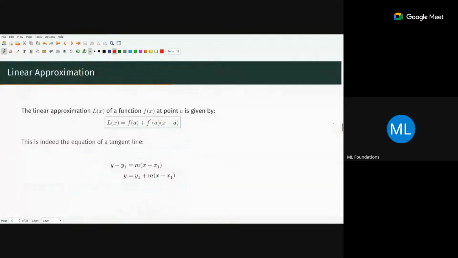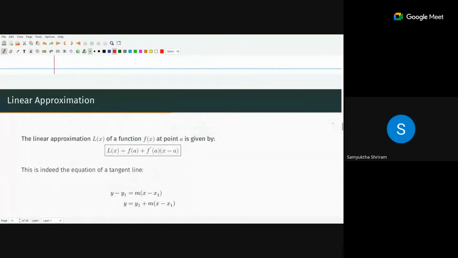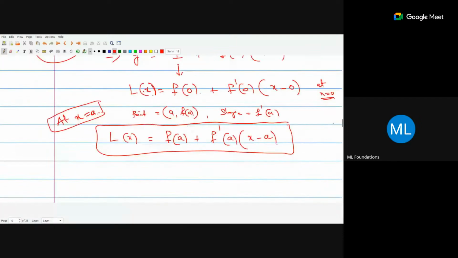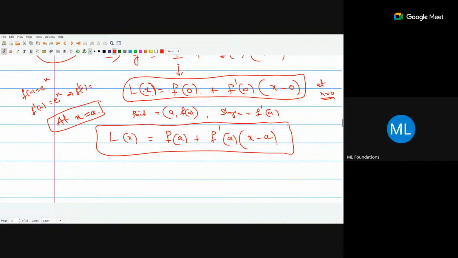So how do we solve it for 0.01? Now I have approximated that L of x is this. And what is f dash of 0? I have f of x is e power x. What will be f dash of x? E power x only. Now what will be f dash of 0? E to the power 0, and it is 1.